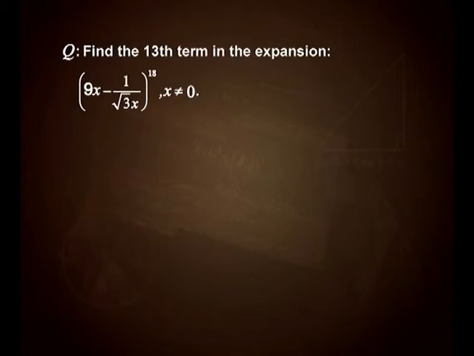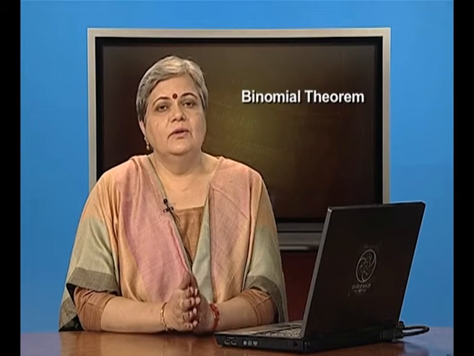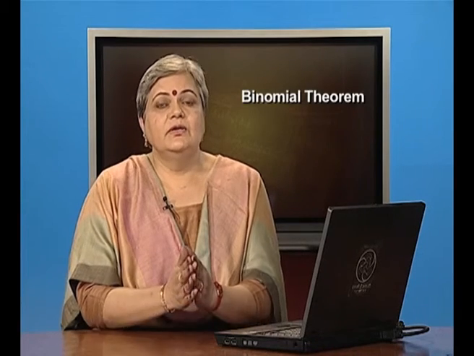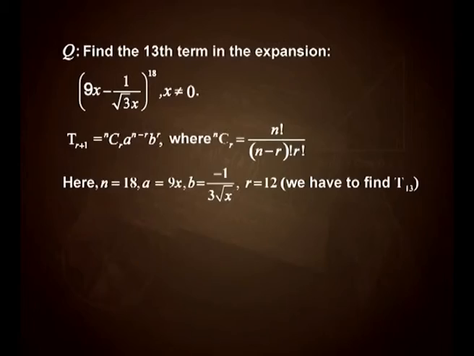The question says find the 13th term in the expansion of the binomial given here. So, I am looking at (9x minus 1 by 3 root x) whole to the power 18. We are not interested in the entire expansion. We are asked to find only the 13th term. So, in this case, let us identify what n, a, b and r are. n of course is the index, so that is nothing but 18, and a, the first term, is 9x, b is negative 1 by 3 root x, r is 12, not 13.